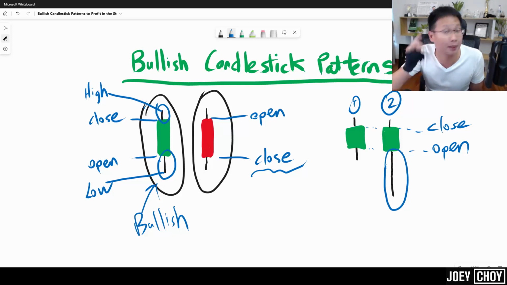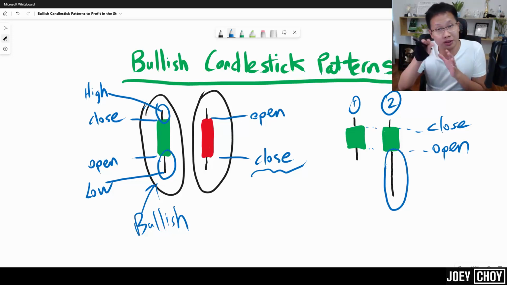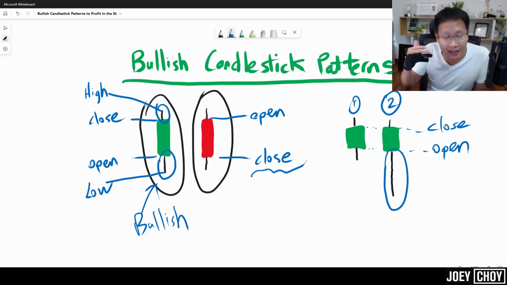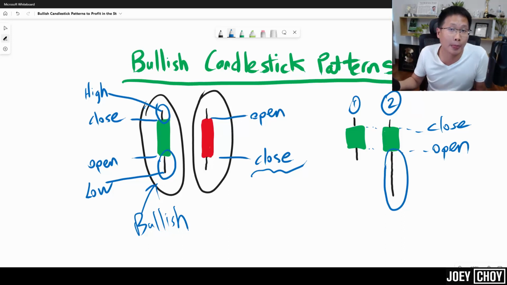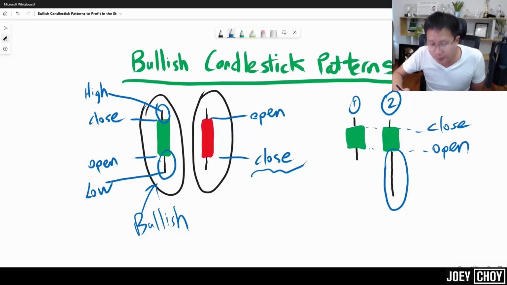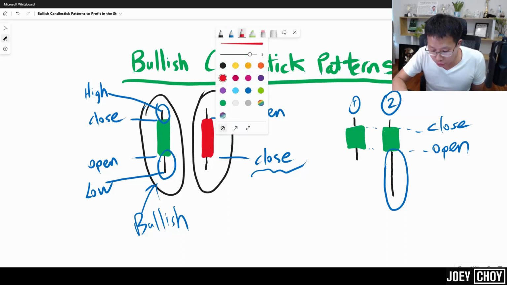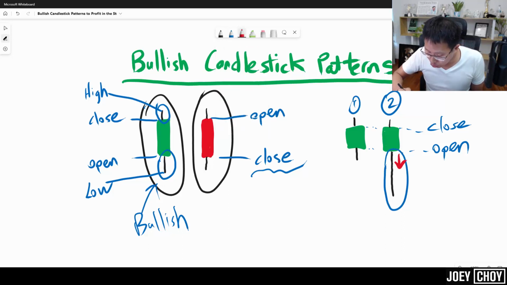So for number one, let's talk about number one first. It opens, it goes down a little bit, sellers push it down, and buyers come and push it back up all the way until it closes somewhere at the top. So that's for number one. But for number two, in terms of this bar right here, you can see it's the same thing, it opens and it actually pushes lower in the day. It pushes lower and lower in the day.